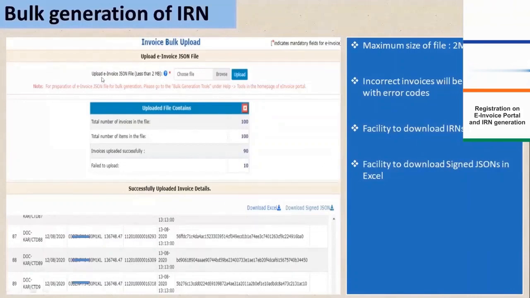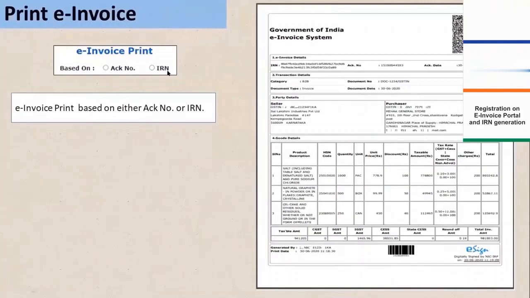You can also print the e-invoice based on the acknowledgement number or the IRN. This is a typical e-invoice that has been generated. You can see there is a QR code available, and also there is an IRN number. All the details of the invoice are shown here. The print also indicates the digital signature that has been done by the IRP. You can see that there is a digital signature on the print.